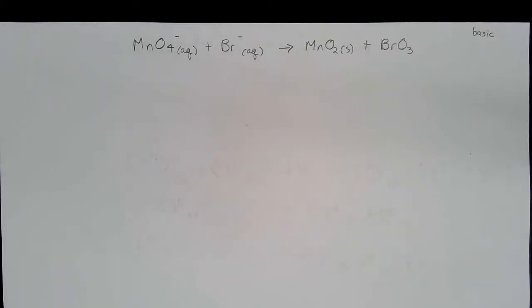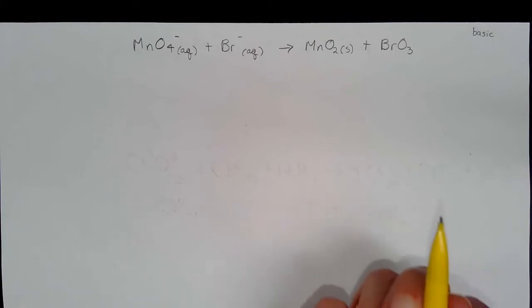Okay, so we are going to talk about how to balance in basic solution. When we're balancing a redox reaction in basic solution, it is essentially the same process as balancing it in an acidic solution. But since we do not have hydrogen ions available in the solution, at the end we're going to go back in and add hydroxide ions to neutralize those hydrogen ions, turn them into water, and pull from hydroxide ions that are available to us.